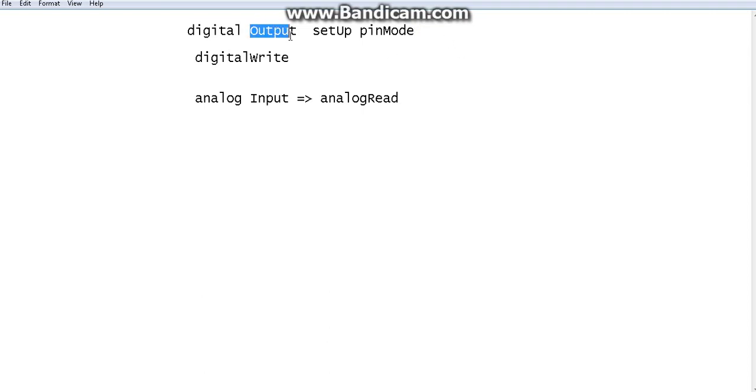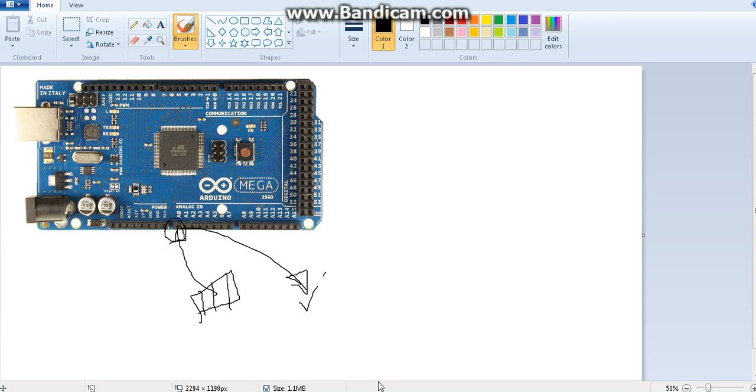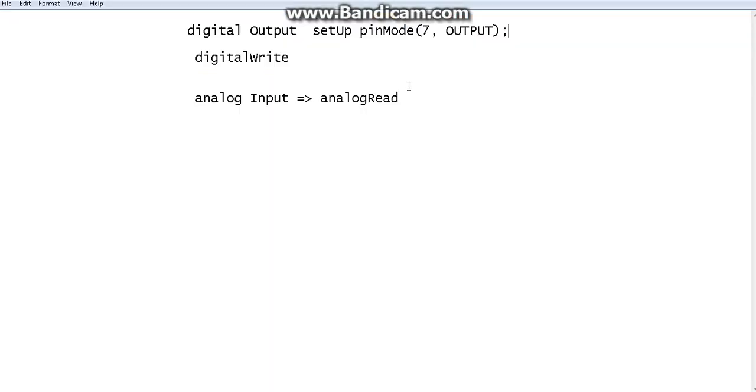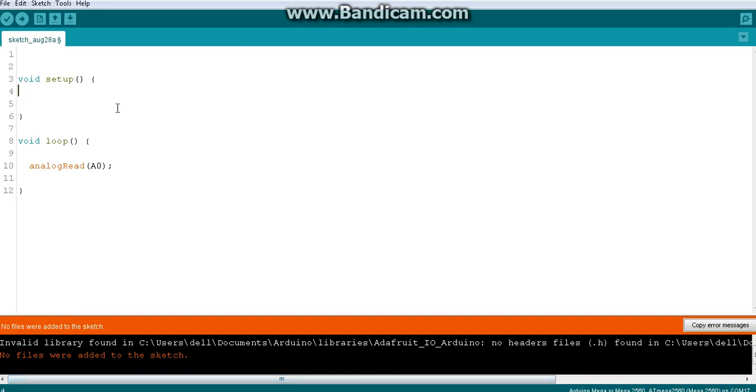You may remember when we were using the LED scenarios, we said pin mode, the pin number 7, and then output. Now in our scenario we are using the A0 pin as an input, so we have to mention that as well. So how we have to change it is, we have to say pin mode, A0, input, because it's an input, right?